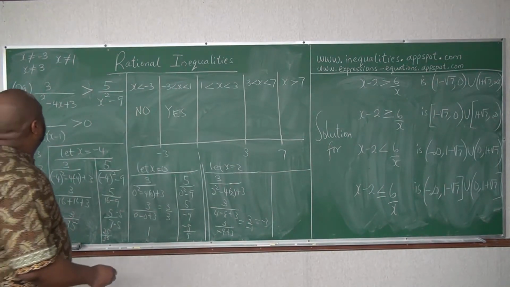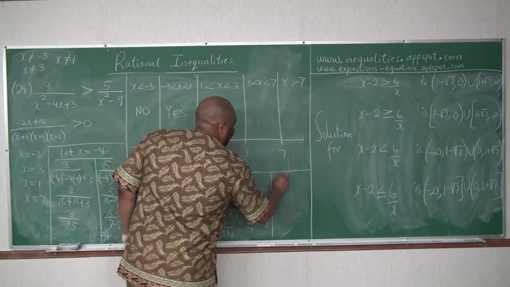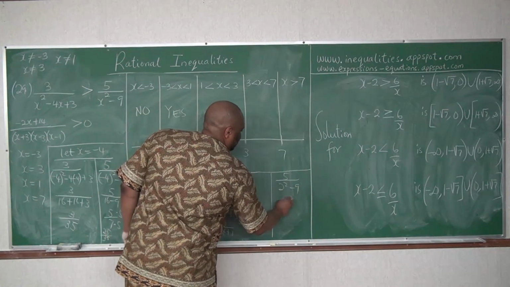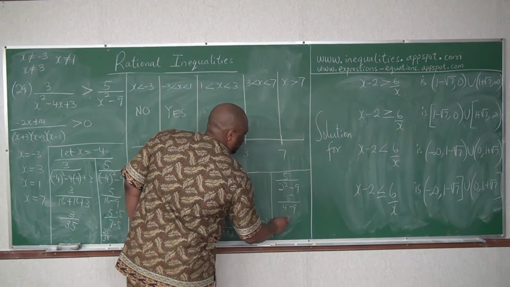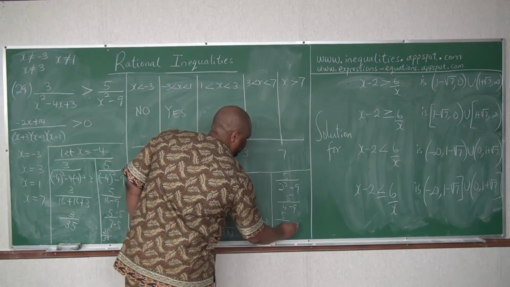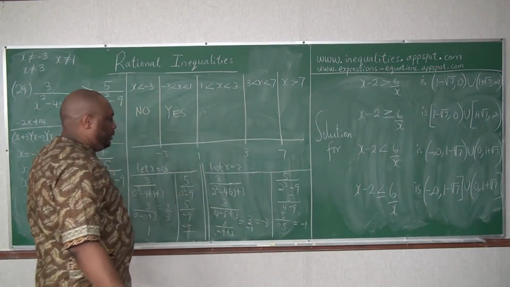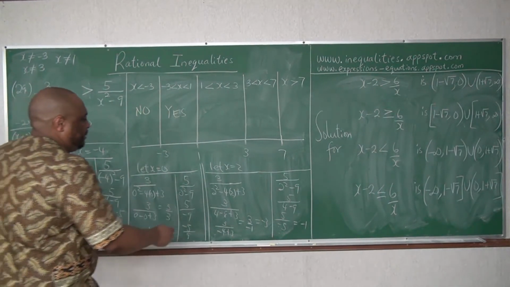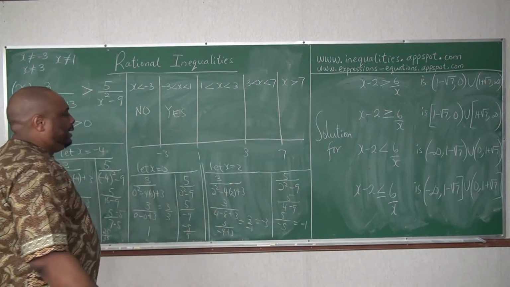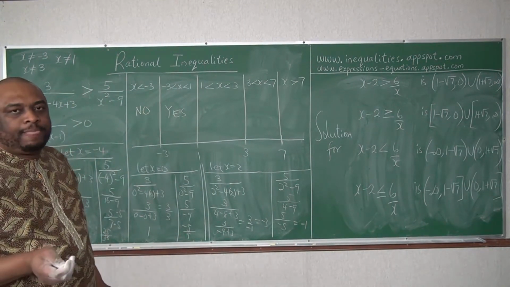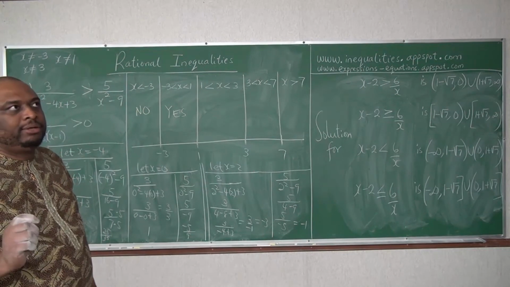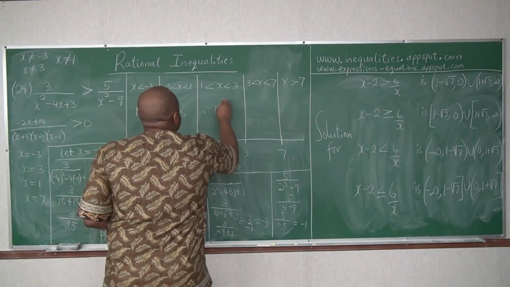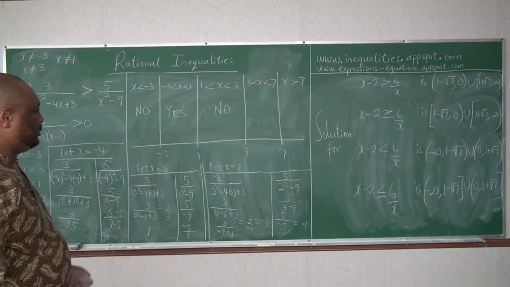On the right will be 5 over 2 squared minus 9, which is 5 over 4 minus 9, which is 5 over minus 5, which is minus 1. So minus 3 and minus 1, who is greater? Minus 3 is less than minus 1. Okay, so this will be no. Minus 3 is not greater than minus 1.